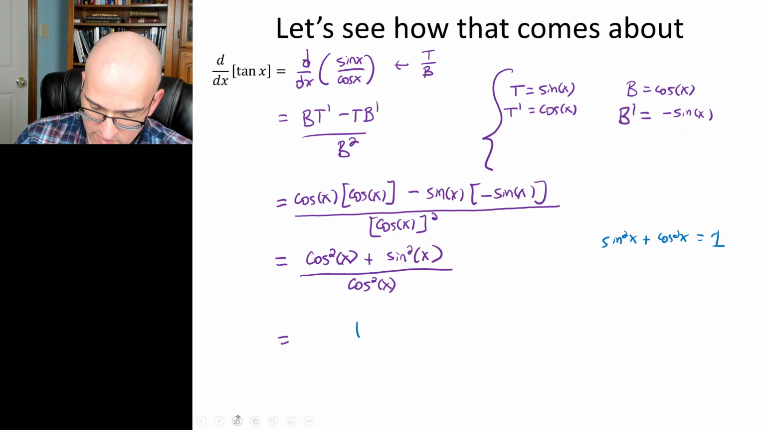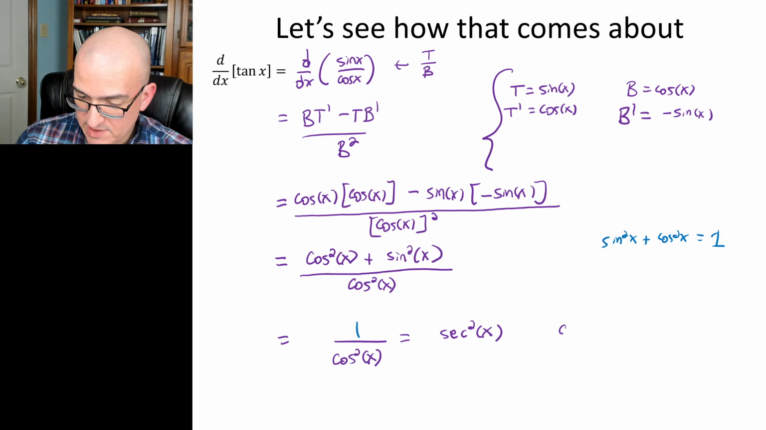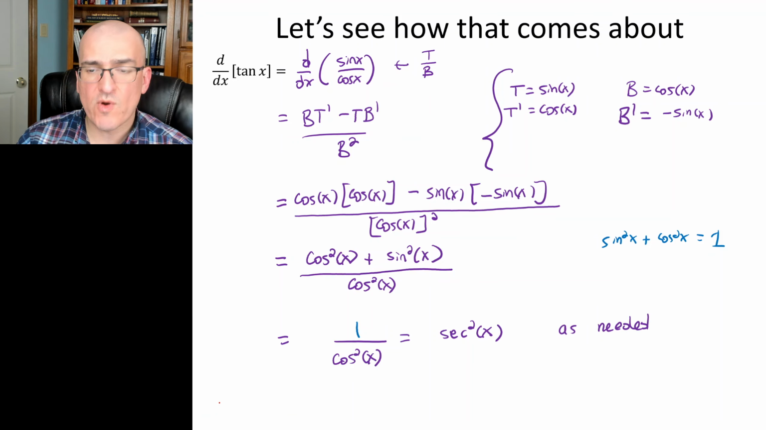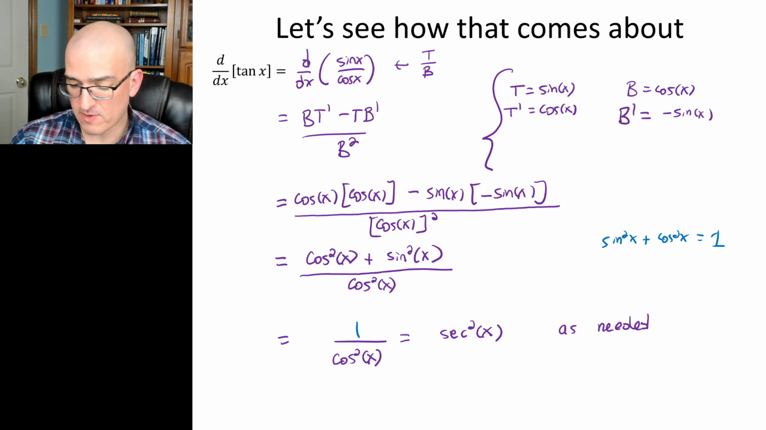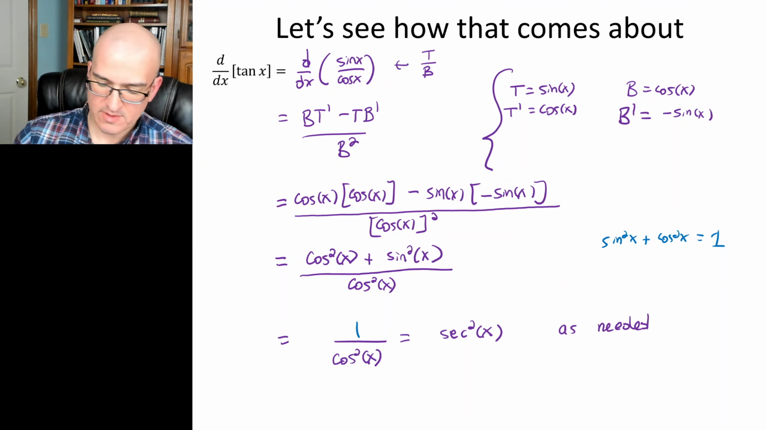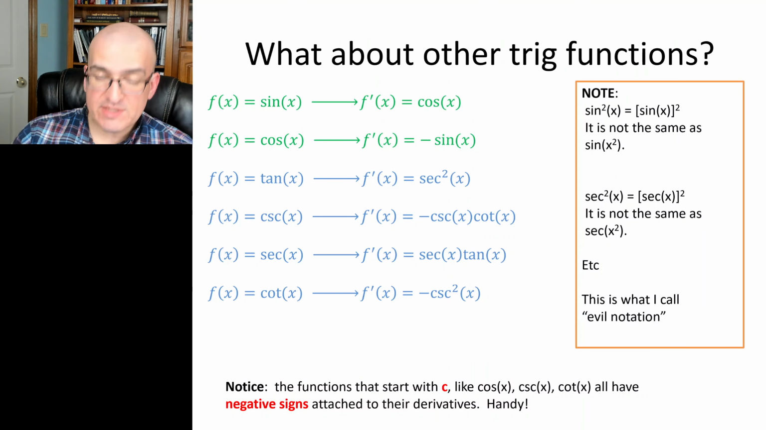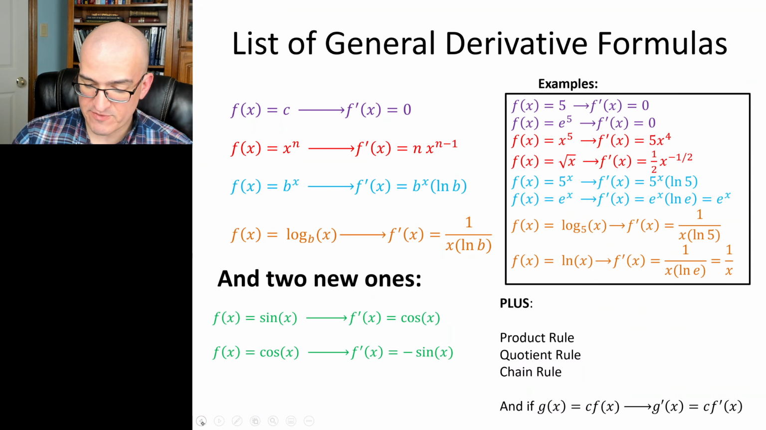So you get 1 over cos squared x, which is secant squared x, as needed. I don't recommend doing that. I recommend memorizing it, or making a giant list of formulas on paper. So have these listed with your giant list of derivative rules, tack on the other 4 derivative rules down here, have your full set, have them all in one spot.